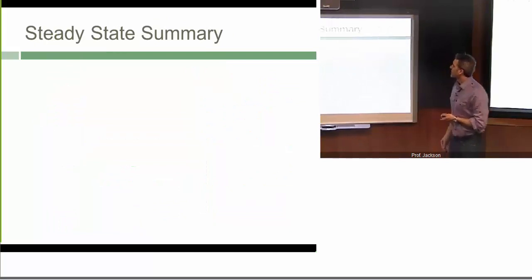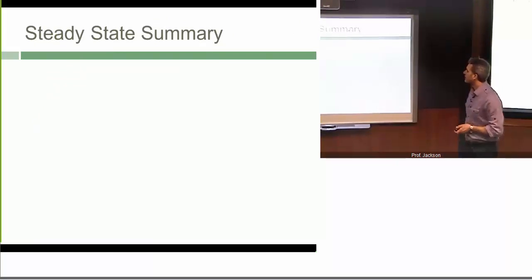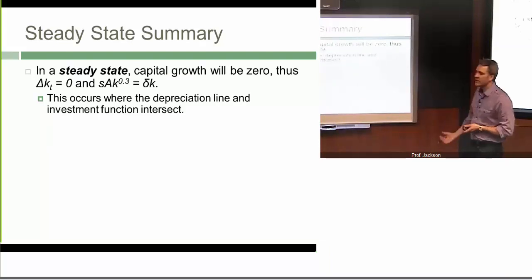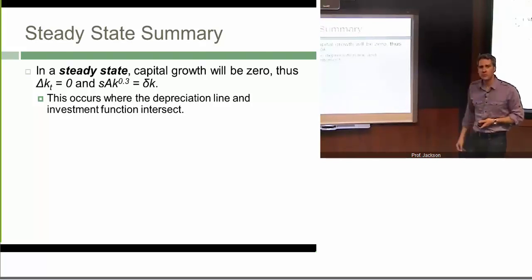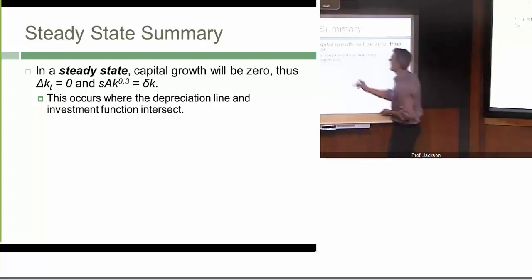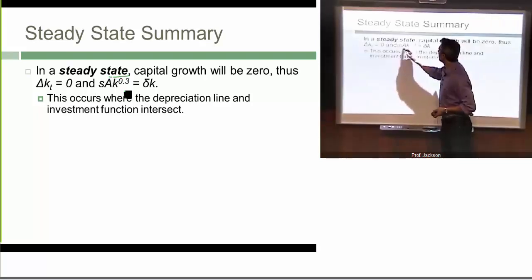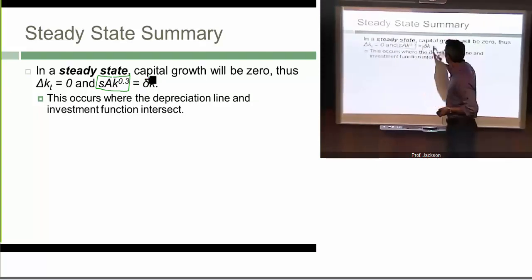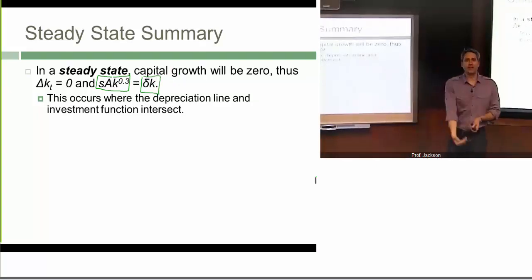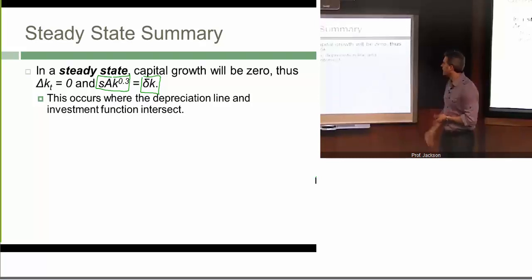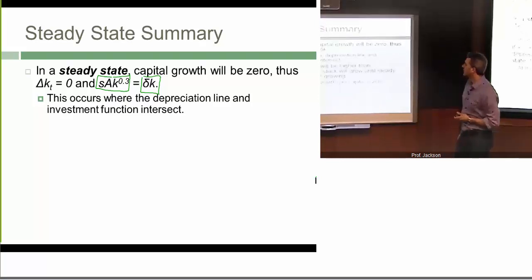Okay, so I want to summarize a few of the things that we've talked about here and in particular focus on the steady state. So the idea here is that in the steady state, the capital stock is not going to grow at all. It's going to be held constant. And so the change in the capital stock over time is going to be equal to zero. And the only way that that happens, of course, is if investment is equal to depreciation. And so that occurs where this investment line intersects the depreciation line.